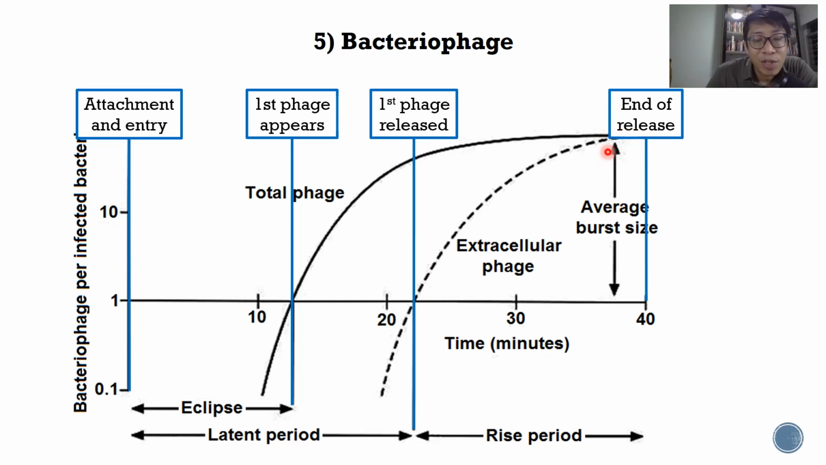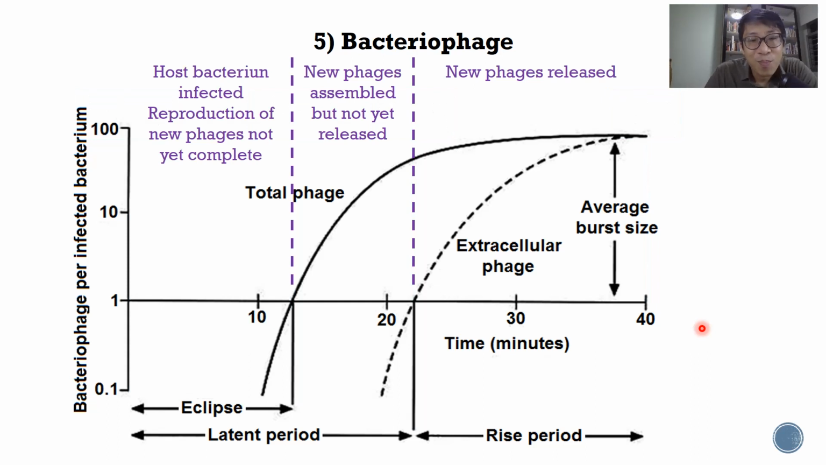Okay, so the amount of release is known as the burst size. And the period where we have the first phage released all the way to the last phage being released is known as the rise period. So these are the periods when we break up the different stages of the reproductive cycle of the bacteriophage.